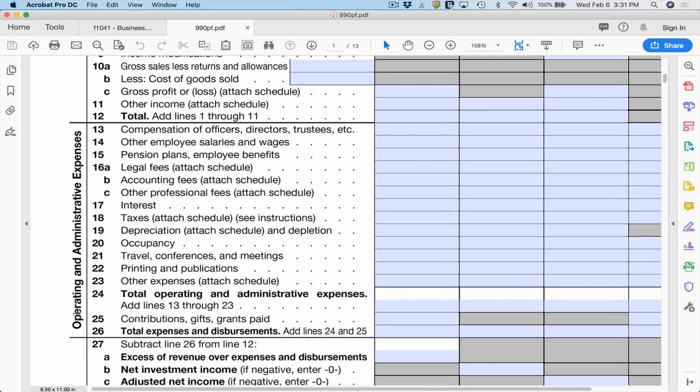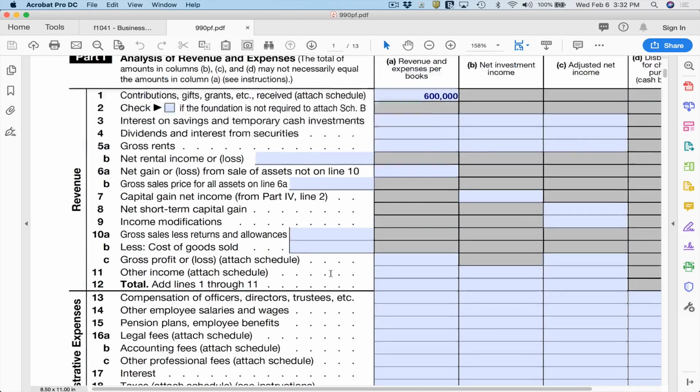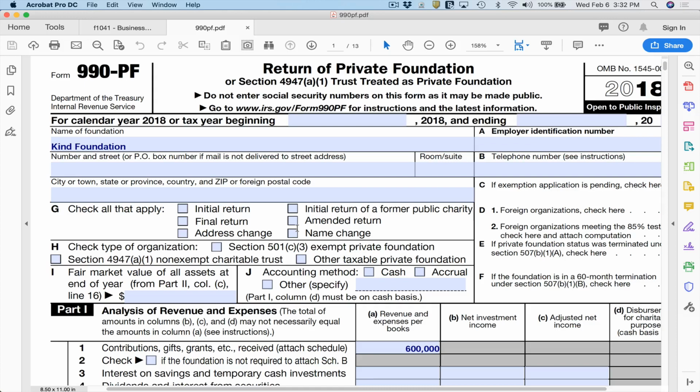All right, then you have to file the operating and administrative expenses. Those can be compensation to officers, directors, or trustees, other employees' salaries and wages. That can be pension plans, employee benefits, legal fees, accounting fees, all of the professional fees, depreciation, occupancy, travel, conferences, and meetings. That's right. Instead of going on family vacations, if you have a private family foundation, the foundation is responsible for paying for a family retreat. And so you can travel the world, go anywhere you want, and all those expenses come out of the revenue that comes into the private family foundation.